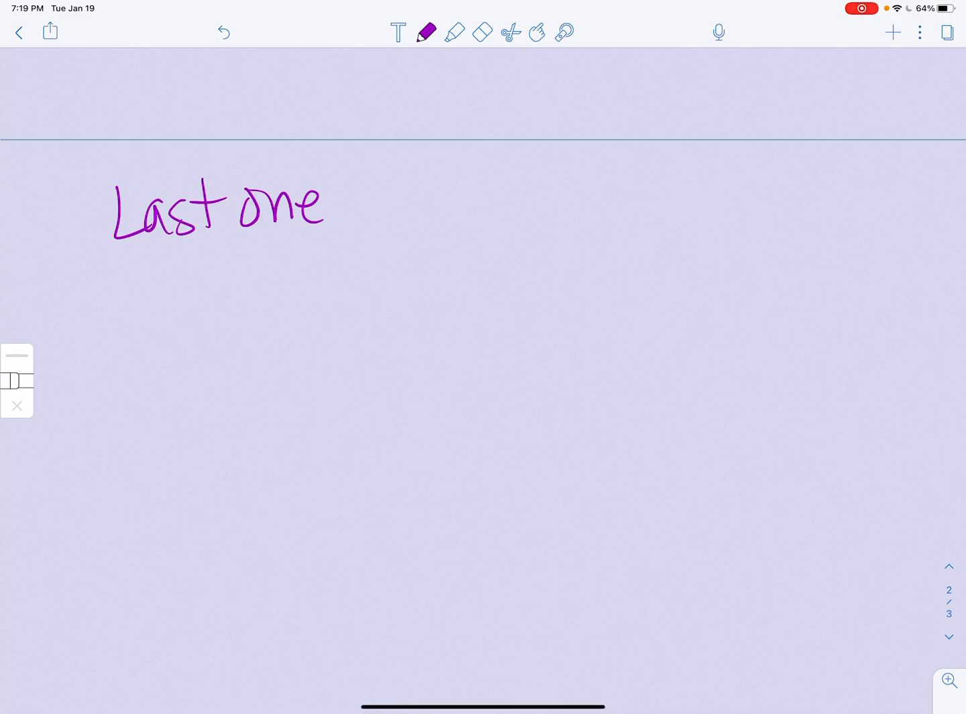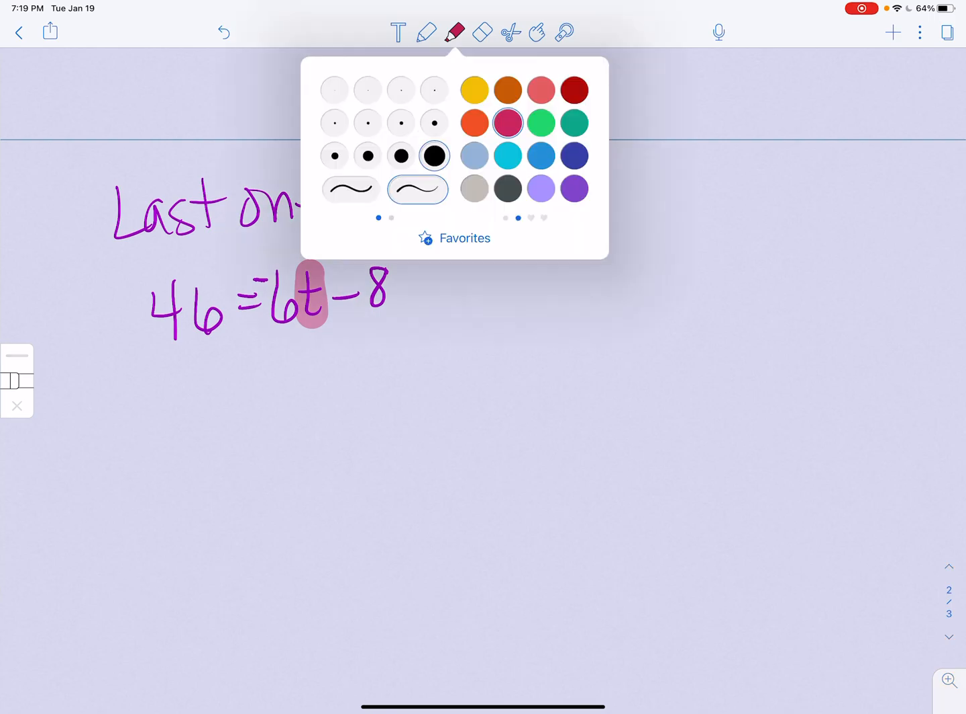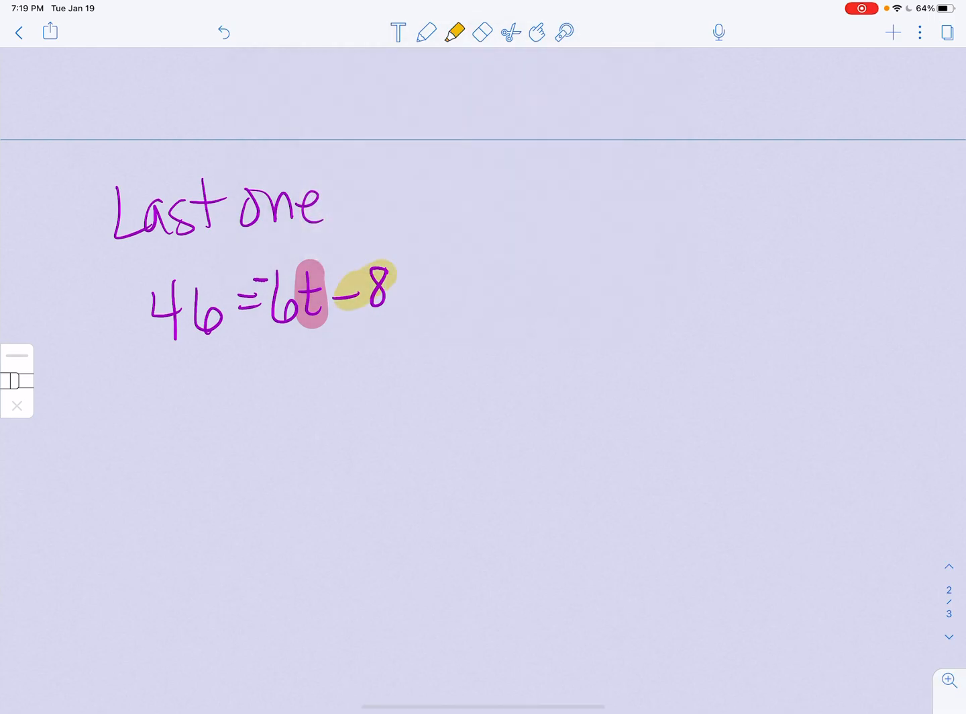All right, and that is 46 equals negative 6t minus 8. All right, so our goal is to isolate this t. So the first thing that I'm going to do is remove this, and I'm going to do that by doing the inverse operation to both sides. So it eliminates this side. This side is left with negative 6t. 46 plus 8 is 54.